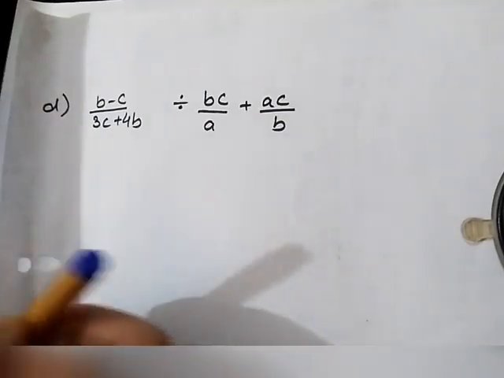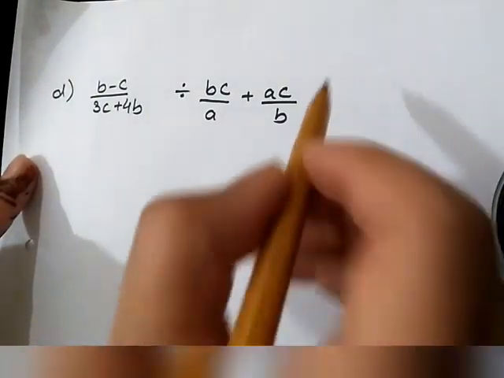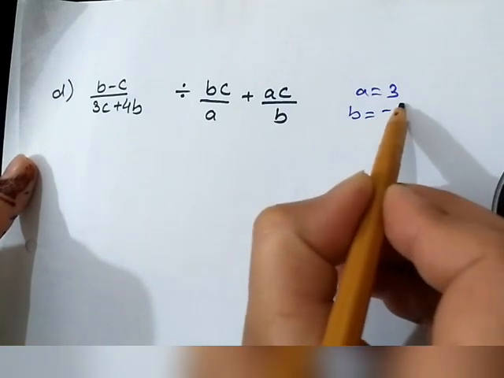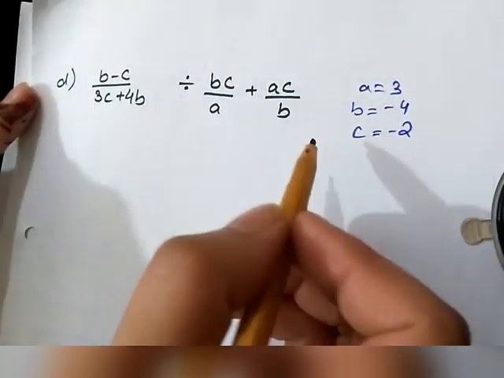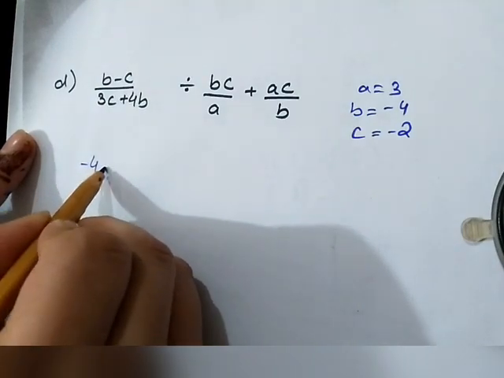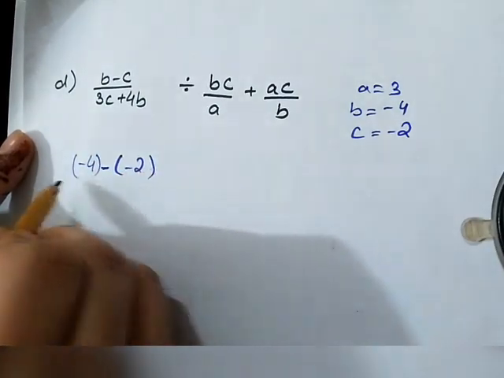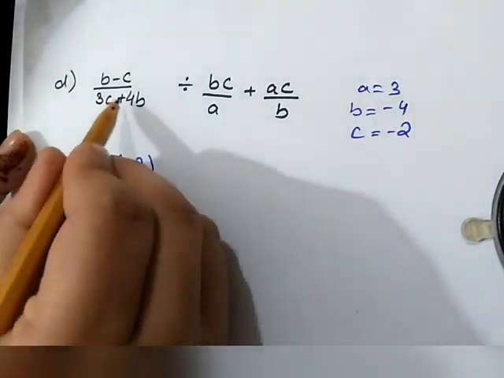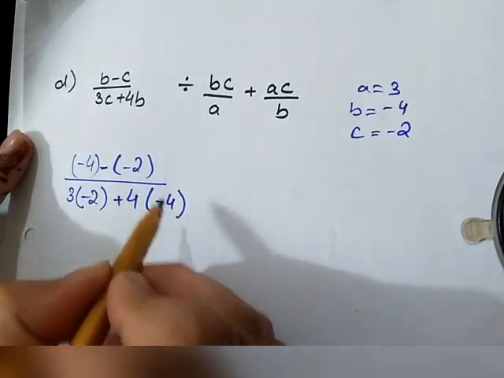Okay, now we solve part D. That is also your assignment part. Again we have the values: a is equal to 3, b is equal to -4, and c is equal to -2. Now put the values of all the variables. B, what is the value of b? -4. Then minus c, what is the value of c? -2. Then 3c, the value of c is -2, plus 4b, and what is the value of b? -4.